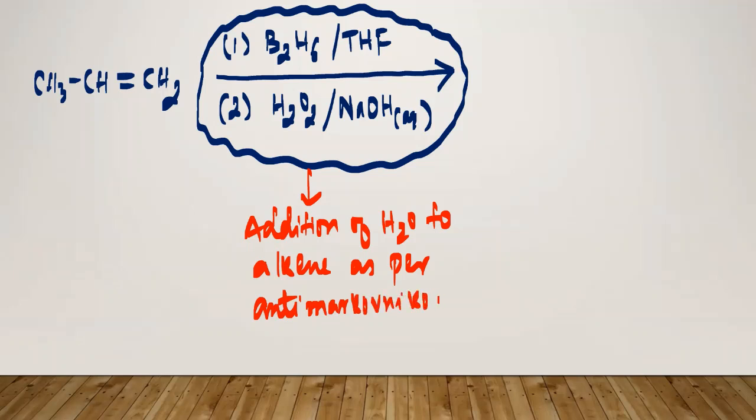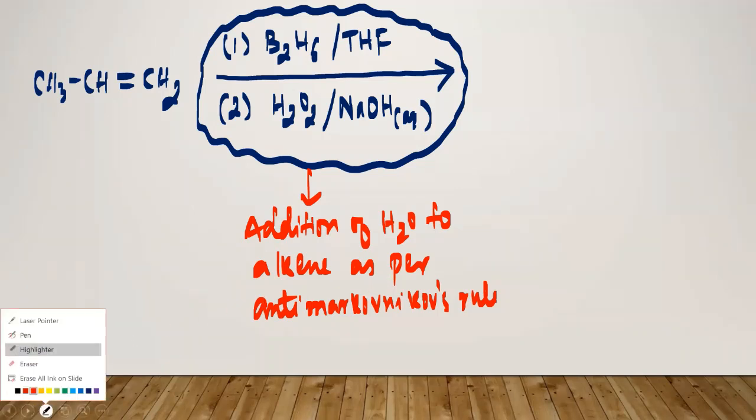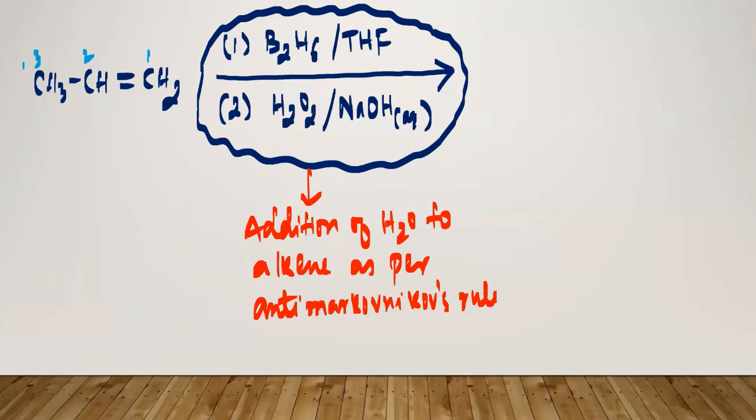So what is the meaning of anti-Markovnikov's rule here? The OH will go to that carbon which has more number of hydrogen atoms. So my dear friends, let's have a look. Let's take our alkene here. We have carbon number 1, carbon number 2 and carbon number 3. The 3 is not going to participate. Look here, we have only one hydrogen here, and in this case we have 2 hydrogen.